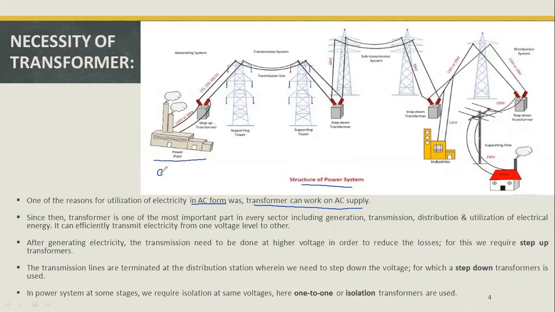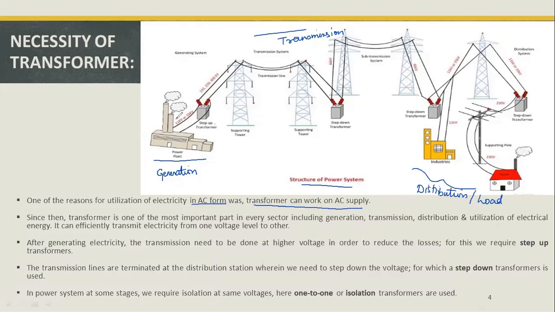This is the generation or the generating station. Here this part is basically the distribution or utilization, which we also call load centers. And in between we have the transmission system. So this part is the transmission system. Basically any power system is classified majorly into three major parts: one is the generation, then the transmission, and finally the distribution of electrical power.